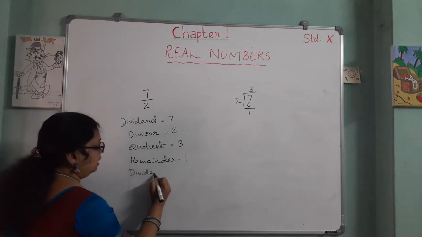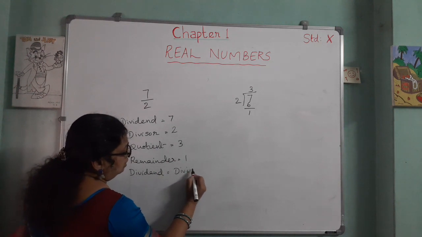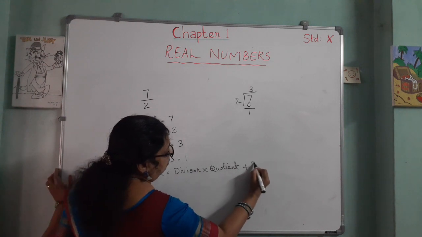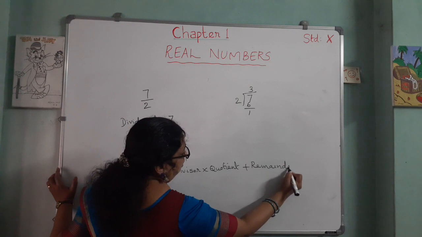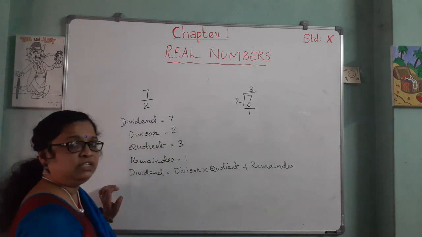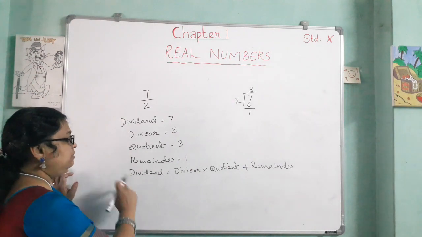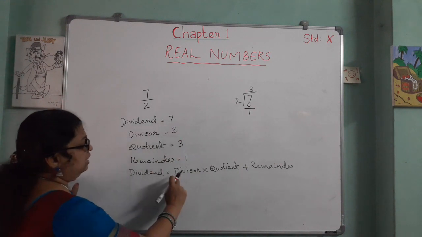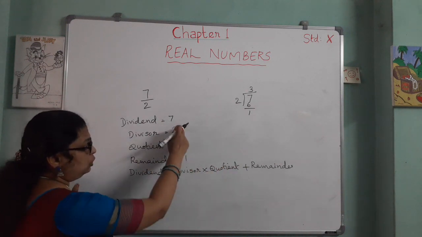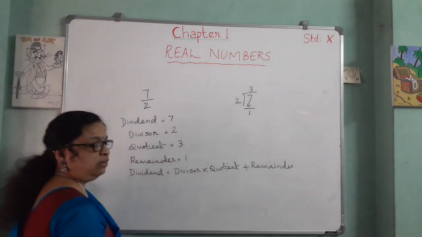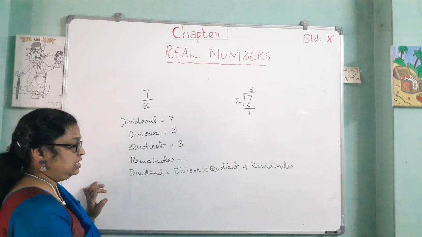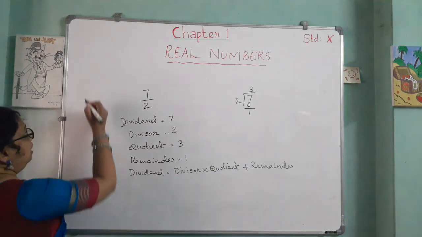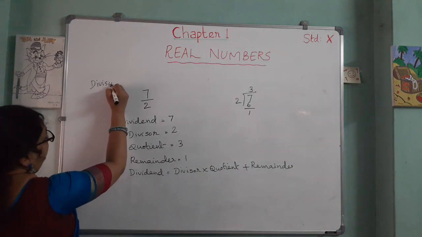So dividend, divisor, quotient, remainder, these four we have in an equation. Dividend equal to divisor into quotient plus remainder. And this we use for checking division. In small classes we studied this. Here the dividend is 7, the divisor 2, the quotient 3. So 2 into 3 is 6 plus the remainder 1, we get 7. So for checking division we use this equation, dividend equal to divisor into quotient plus remainder, and it is called the division algorithm.